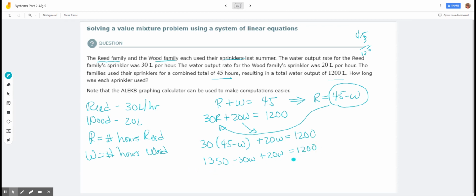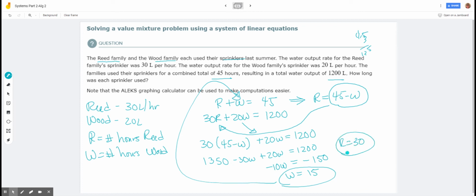Subtract 1350. I'm just going to do it in my head. I'm going to get negative 150, and I'm going to get negative 10W. So W is equal to, dividing by negative 10 on both sides, 15. Which means if W is 15, plug it back in, and you will get R is equal to 30. Okay, and then you would write that appropriately.